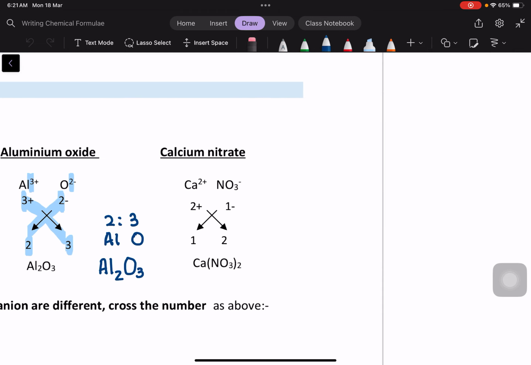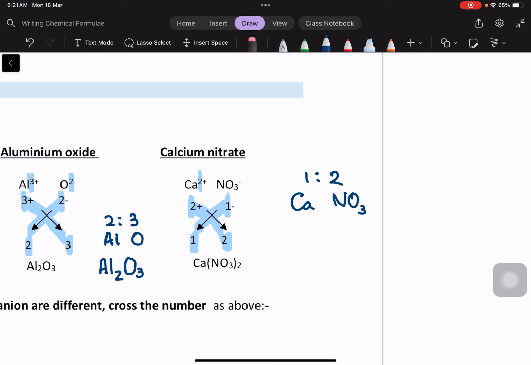Now, if it is a polyatomic ion, you use a similar method, but you just have to be careful. Let's look at this example. Calcium 2 plus, so I'm going to drop the 2. Nitrate is 1, so you drop the 1. So notice that the ratio is 1 to 2, for calcium and nitrate.